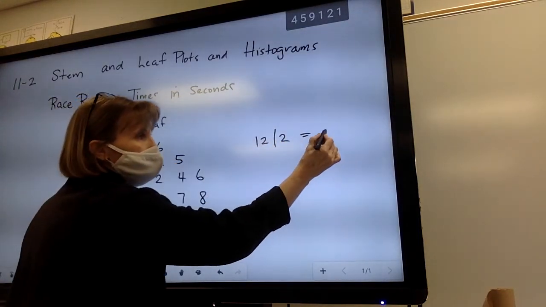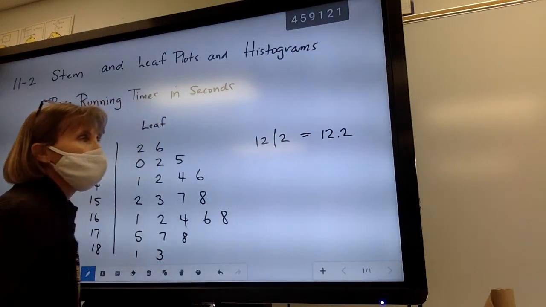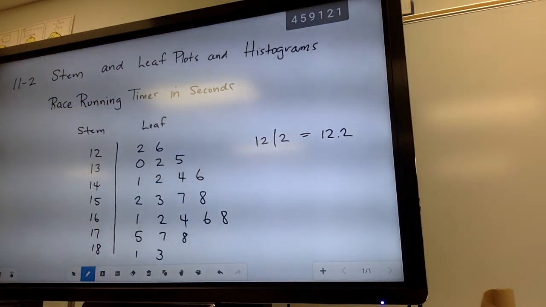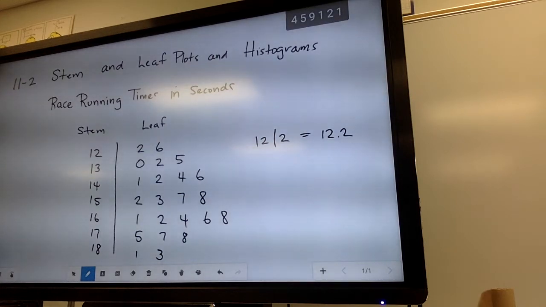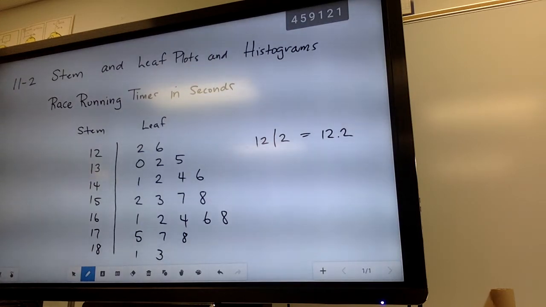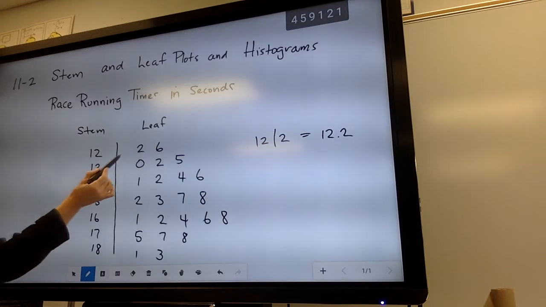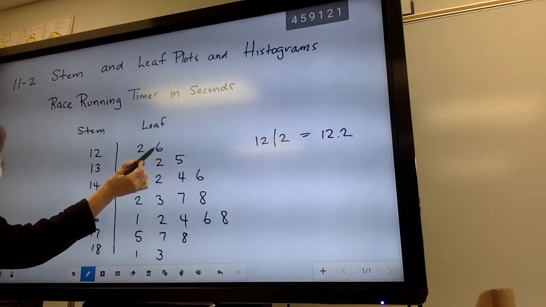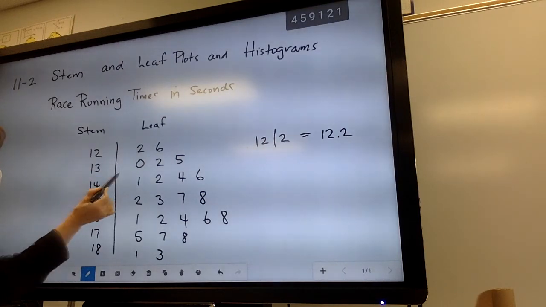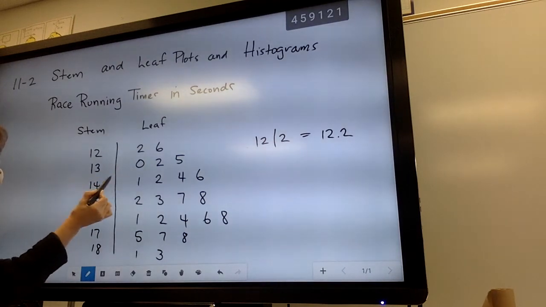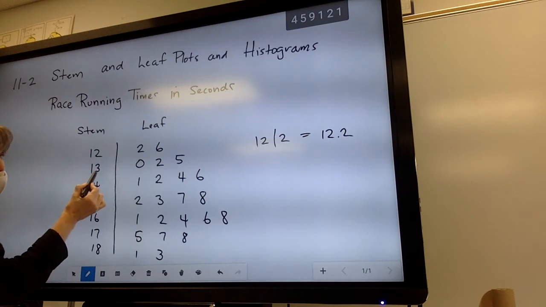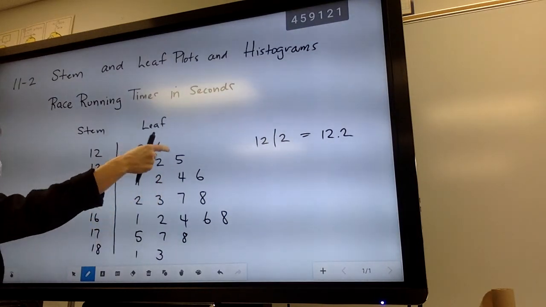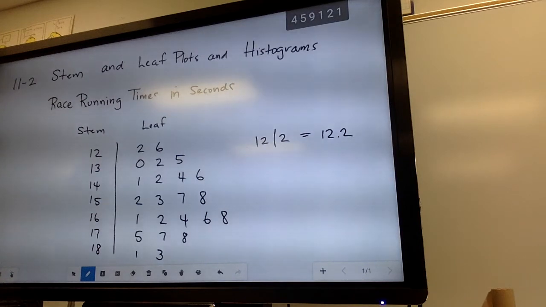And they're going to say, well, that represents the value 12.2. So now we kind of know that these values that we're seeing are decimals. So this represents 12.2 seconds in time. This would represent 12.6 seconds in time. This would be 13.0. This would be 13.2. This would be 13.5. So each one of these leaves represents a different piece of data.